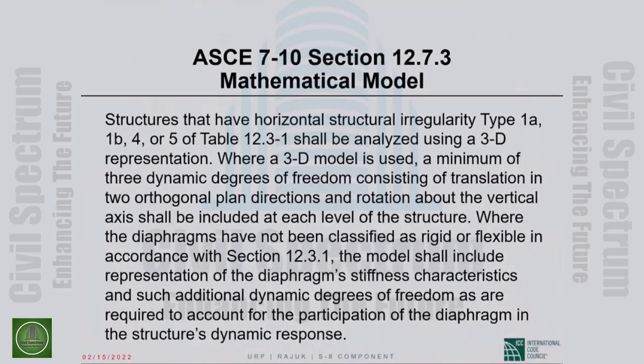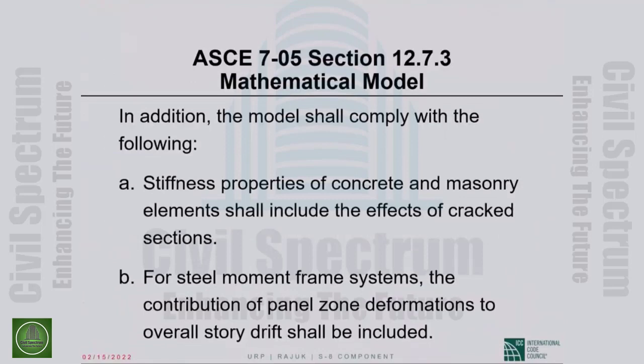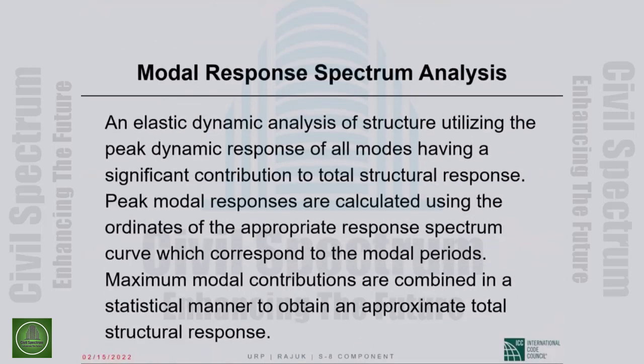Then it talks about details of when you need 3D analysis, and then the model shall comply with the following. Stiffness properties of concrete and masonry elements shall include the effects of cracked sections. This is very specifically said. You cannot go with just gross section properties. For steel moment frame systems, the contribution of panel zone deformations to overall story drift shall be included.